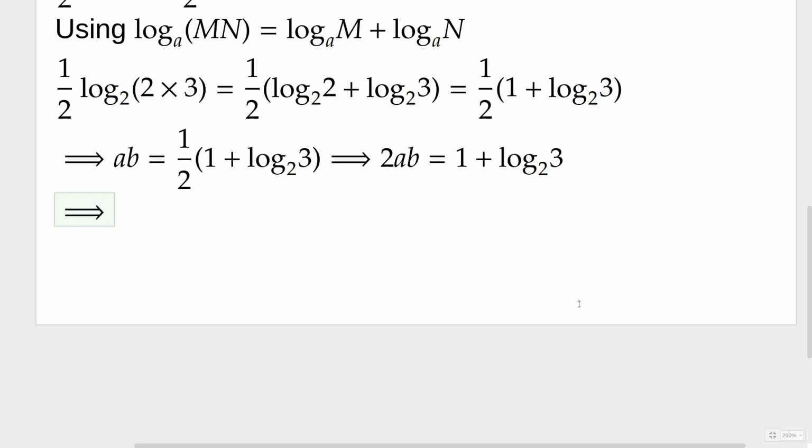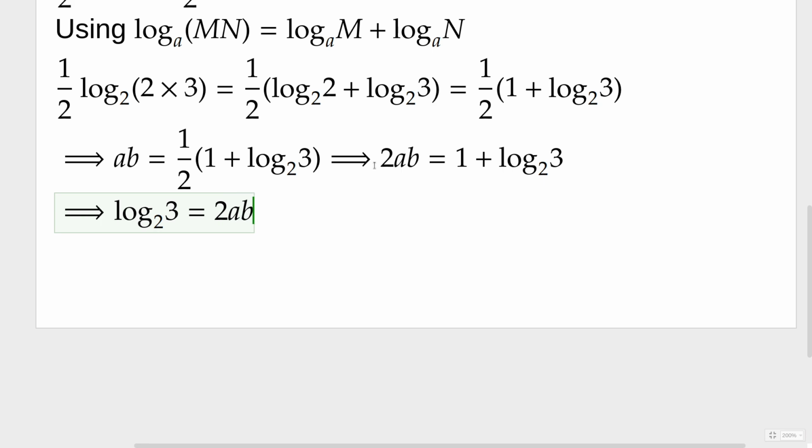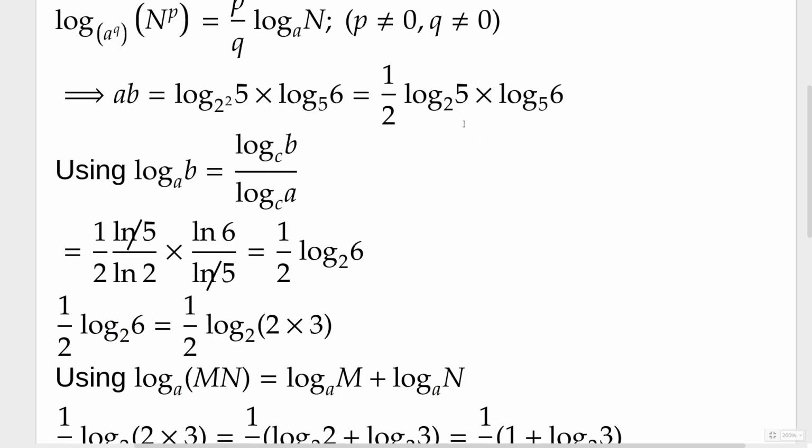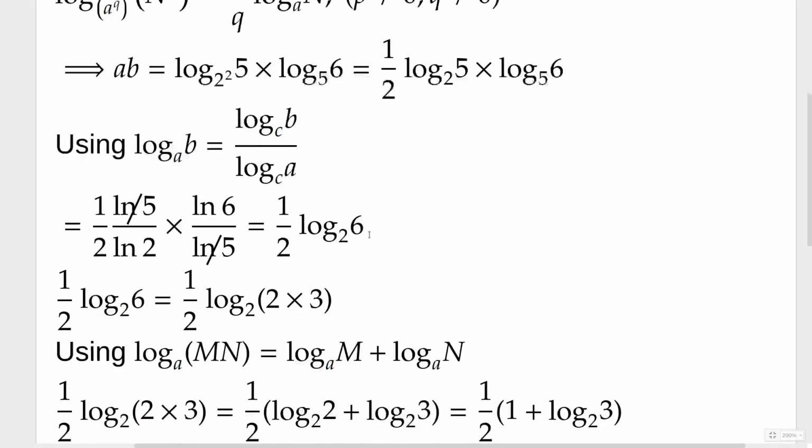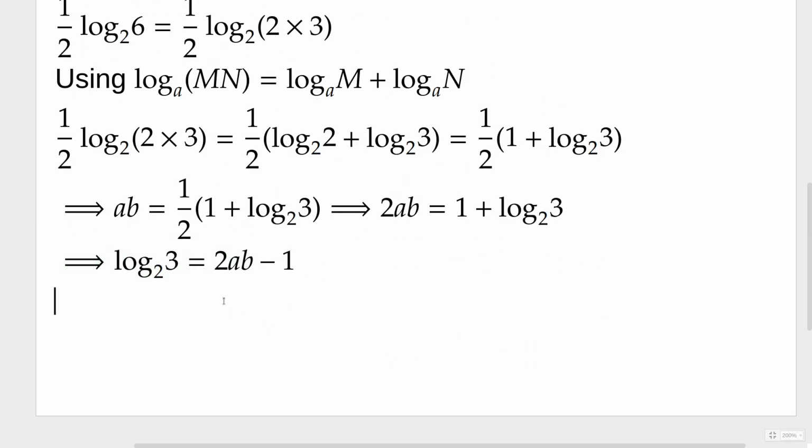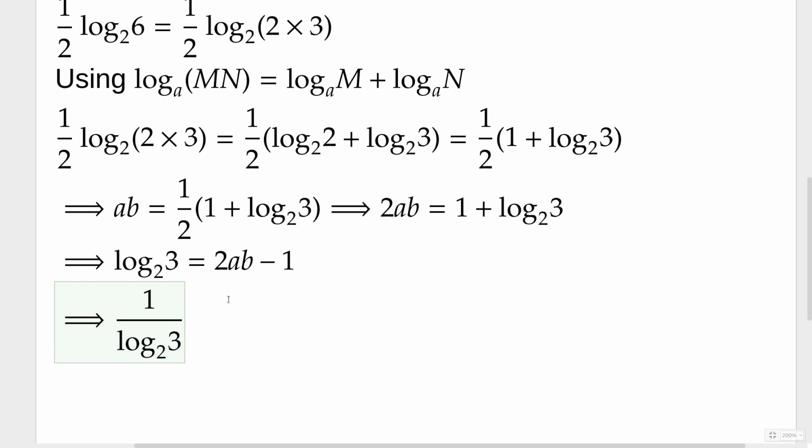And now we can just isolate this log 3 base 2. So we can write here log 3 base 2 can be written as 2 times AB minus 1, right? So here n times AB structure is available. Now what we can do, we can take reciprocal both sides. So this will become 1 by log 3 base 2, and this will be your 1 by 2AB minus 1.